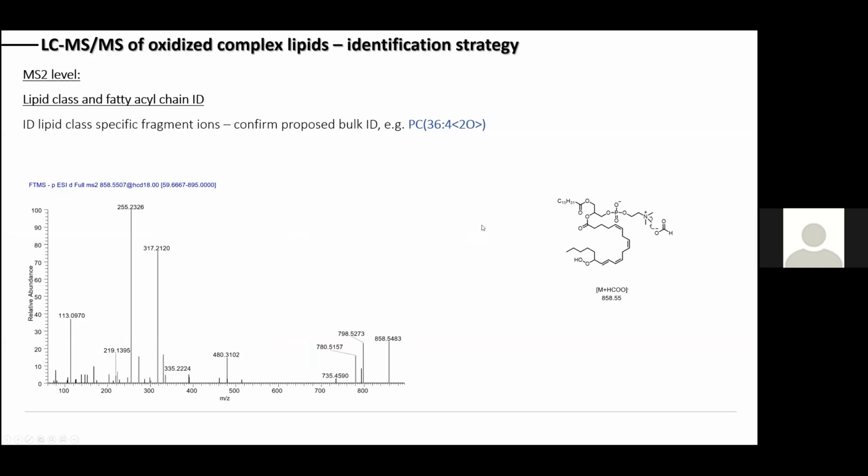When all of that works, we can go for the MS/MS level of identification, and we start with lipid class and fatty acyl chain-specific identifications. So we look for the fragments. We think maybe this is the lipid which we have: a PAPC lipid with a hydroperoxide group. But how do we know that? First we look for ions which are specific for the phosphatidylcholine group. In the negative ion mode, for instance, the loss of methyl formate always happens for the formate adducts of PC lipids. So now we can confirm this lipid as a PC lipid with maybe these compositions.